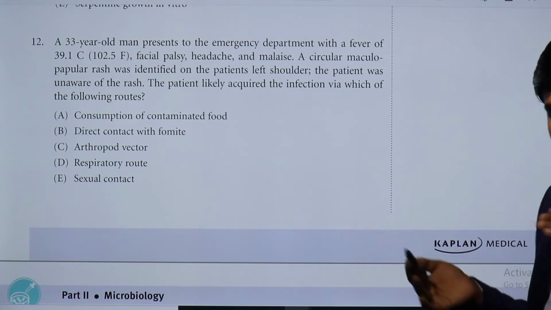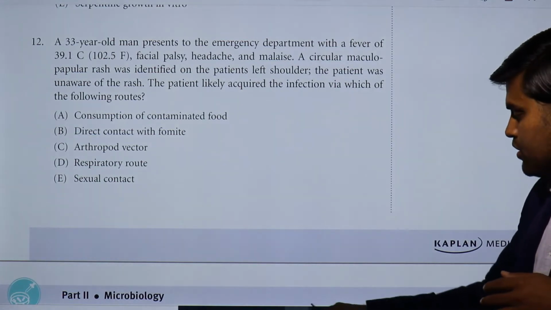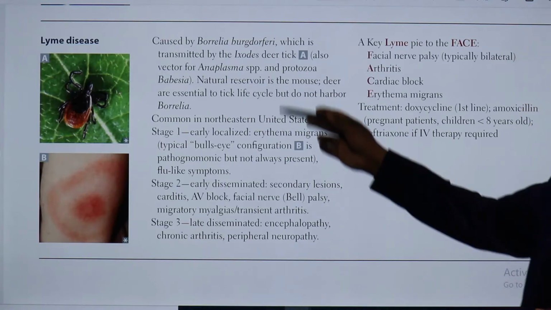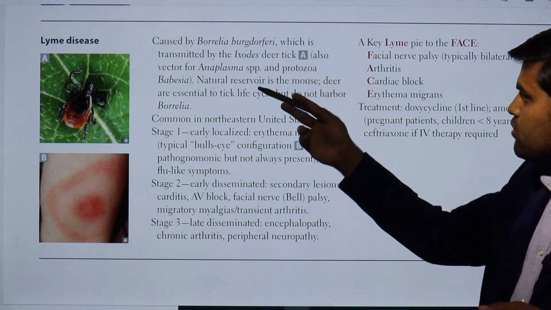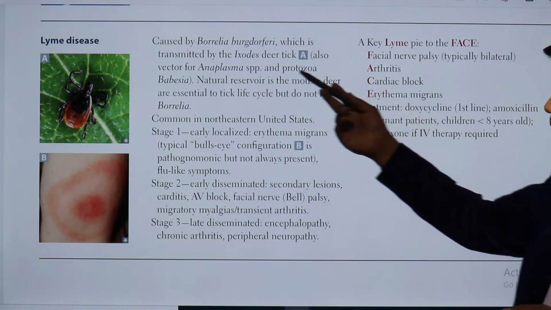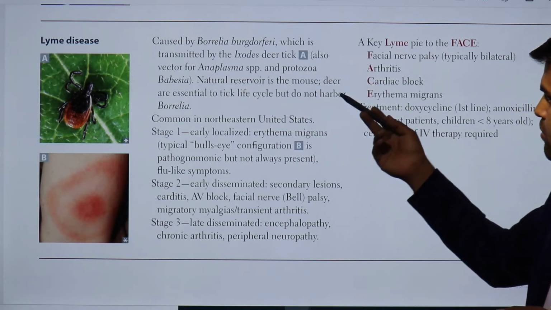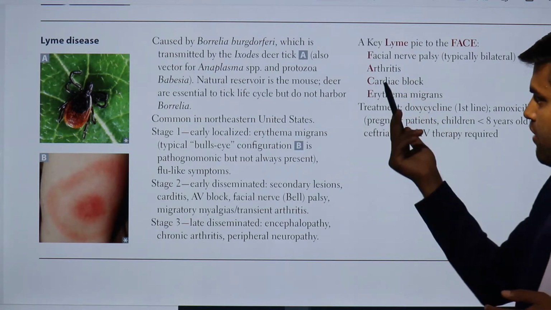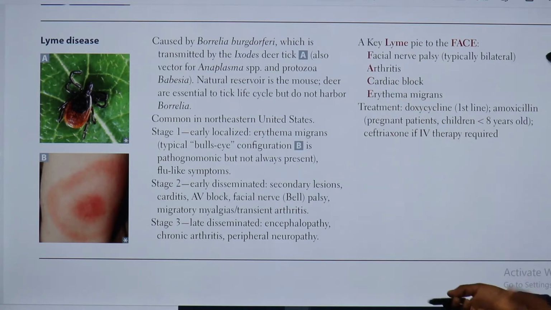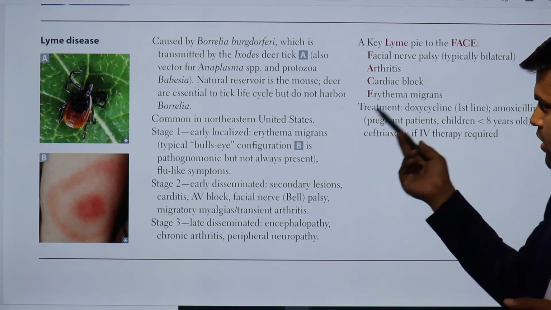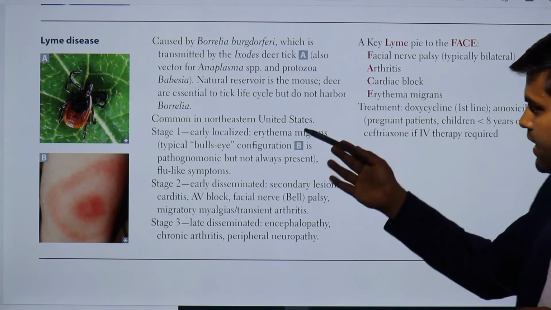Then there are the different stages of Lyme disease, if you remember. This was Borrelia burgdorferi, transmitted by the Ixodes tick. The natural reservoir is the mouse, and deer are essential to the tick life cycle but do not harbor Borrelia. It is common in the northeastern United States, and it has different stages.